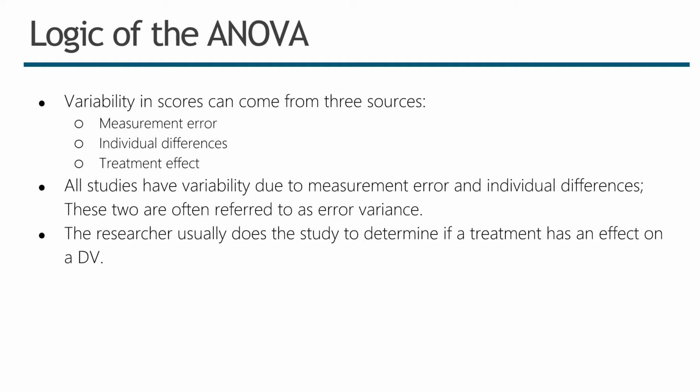Now, all studies have the possibility of having differences in the scores or variability due to measurement error or individual differences, right? There's always the possibility that there's been some problem with the measurement, even when you're recording very simple physical measurements like height, right? Sometimes those numbers are going to be a little bit different. Likewise, we're always going to have individual differences because we have multiple people in our studies and they're all a little bit different in a variety of ways. Now, what you as a researcher are hoping to determine when you manipulate an independent variable is that you also have variability or differences in your scores due to that treatment, and that's called treatment effect variability.